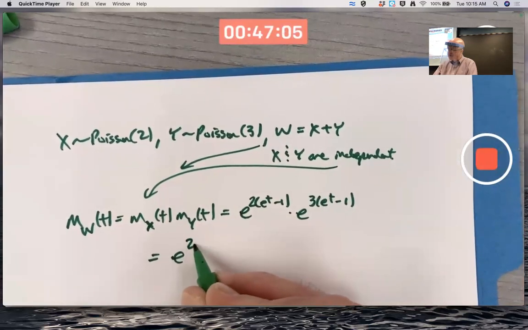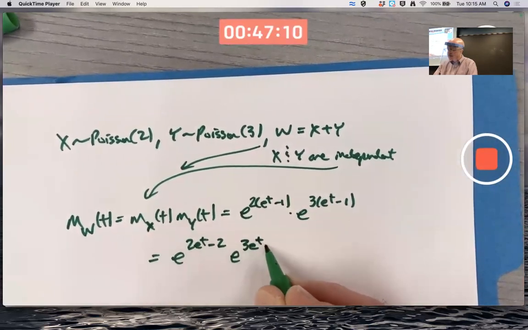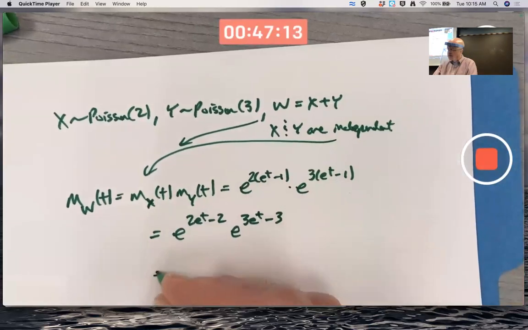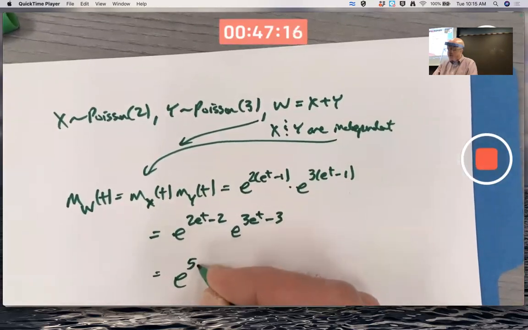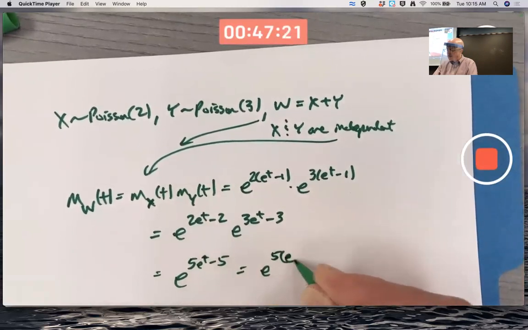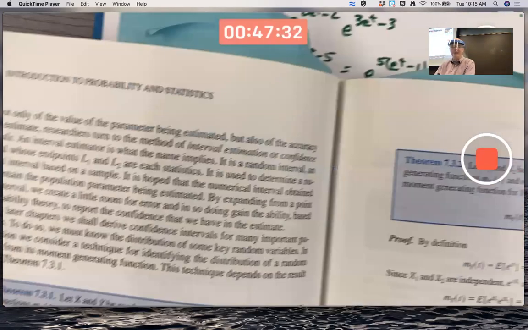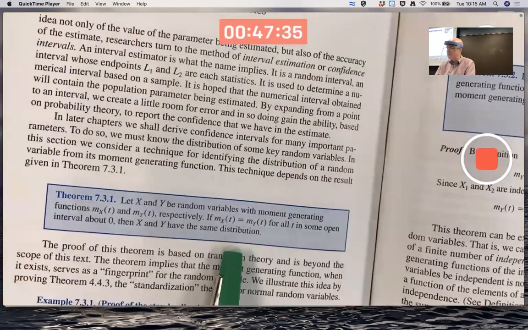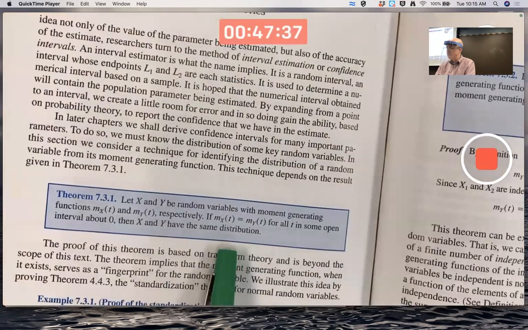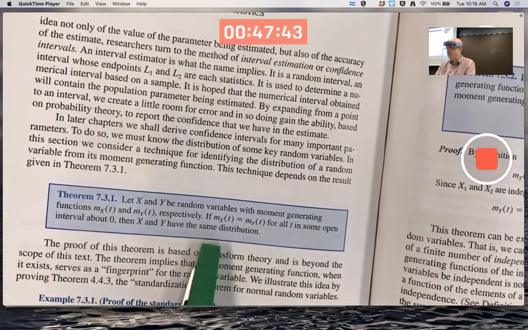Maybe I should distribute the 2 through the first one first, and then the 3 through the second one, and add those exponents. e to the 5 e to the t, and then minus 5, and then you can factor out the 5. And then you say, hey, that is the moment generating function for a Poisson random variable with mean of 5. Therefore, by the fingerprint theorem, previous page, if two random variables have the same moment generating function for all t in some open interval around the origin, then they have the same distribution.